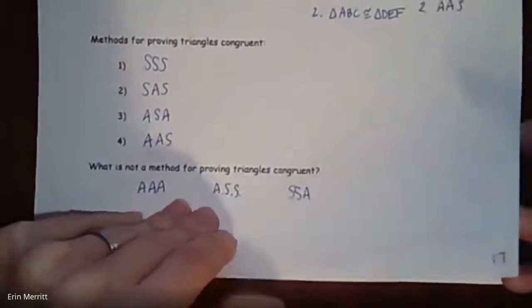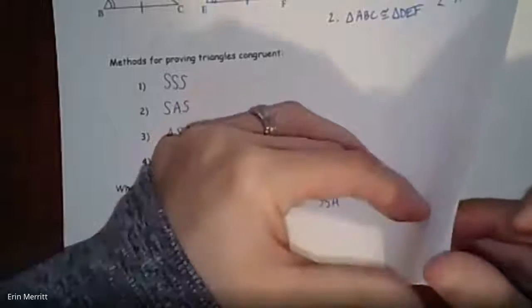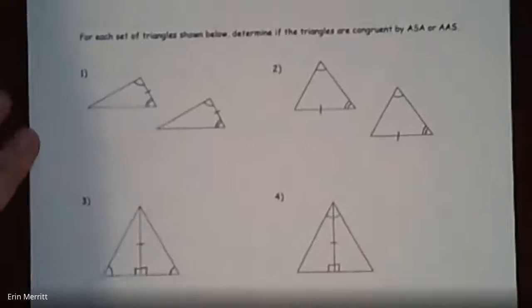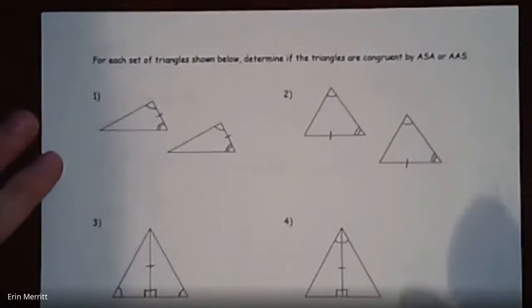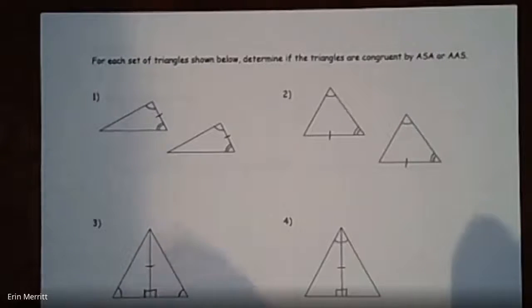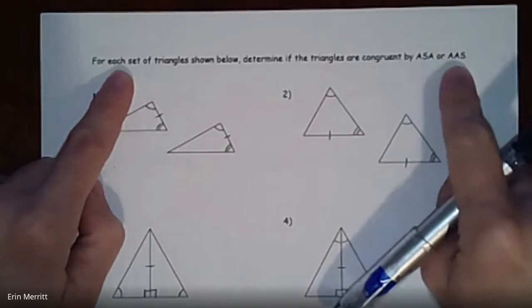Flip it on over to that next page. And keep in mind, we got lots of new methods here. Oh my goodness, I'm struggling. There we go. So on the next page is just some quick practice of can you recognize which method it would be. So it's saying for each set of triangles shown, determine if the triangles are congruent by angle, side, angle, or angle, angle, side.